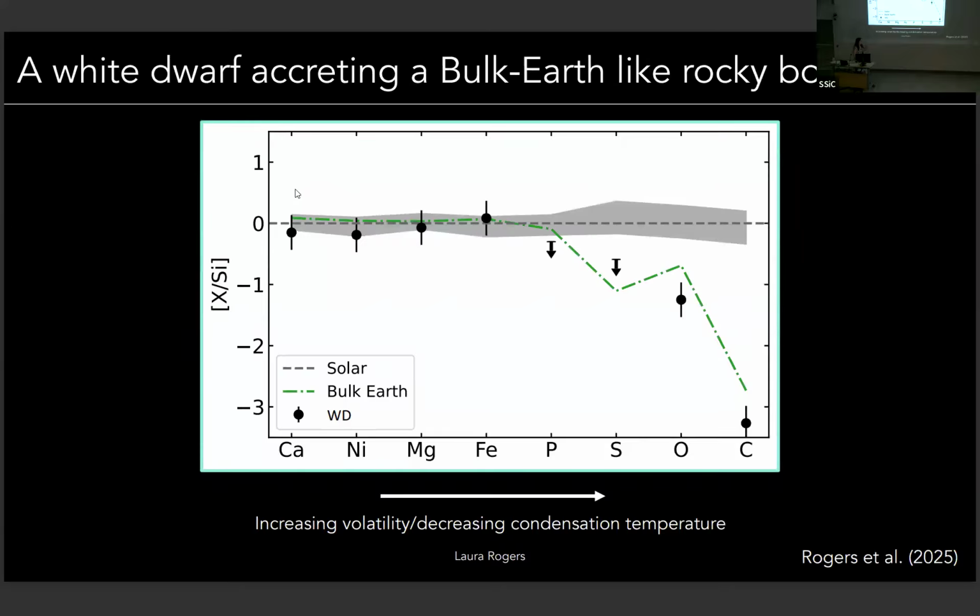So here's the first example. This white dwarf, I hope you can see, is pretty consistent with being rocky. Your more refractory elements are consistent with solar and also bulk Earth, and then as you get more towards the volatile elements, you get this beautiful volatile depletion trend. So this is a nice, pretty rocky body that's been accreted by this white dwarf.